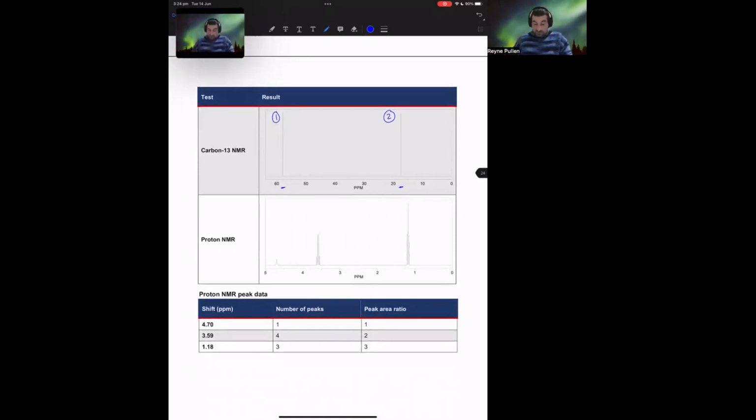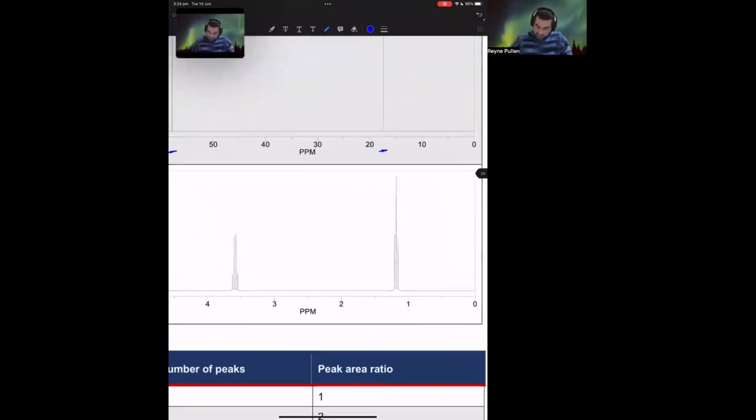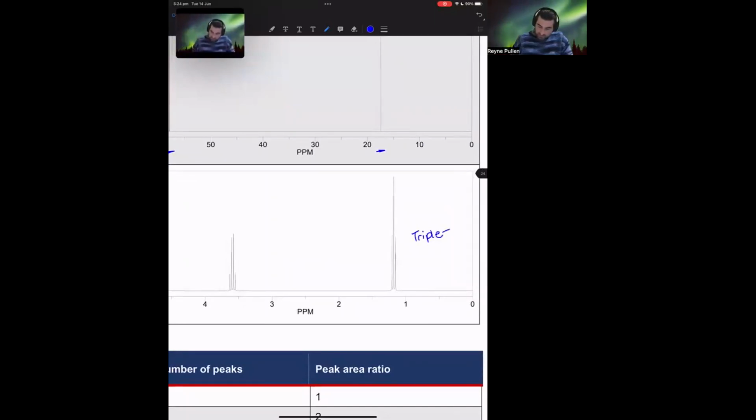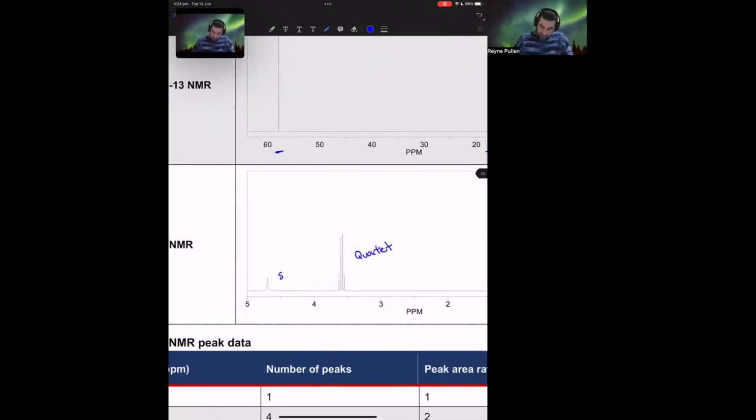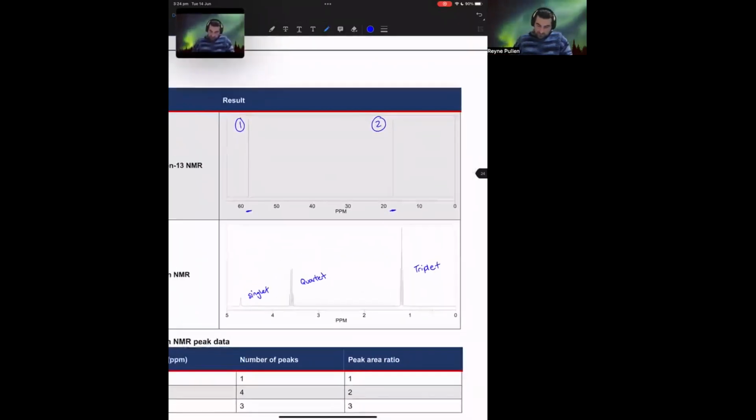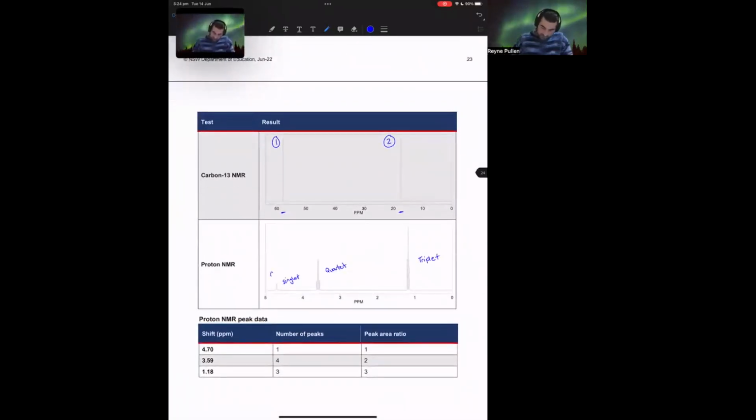Now this proton is lovely to see because it's quite clear. If we zoom in a little bit, we can see here that we've got a nice triplet. We've got a quartet over here at about 3.5. And then we've got a singlet down here at about 4.5. So if I label these A, B, and C, and then if we come down to the peak data down here as well, and we'll label these the same, A, B, and C, so we'll reuse these labels shortly, we can pull out some information here.